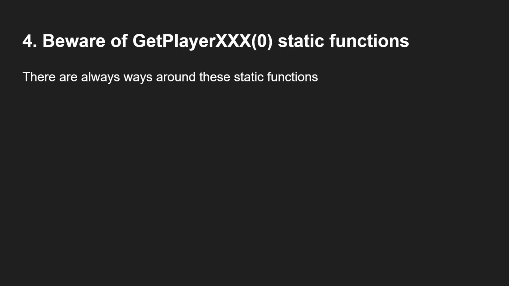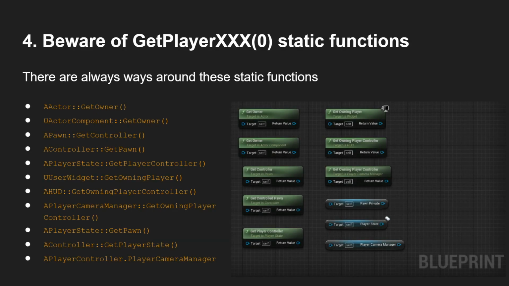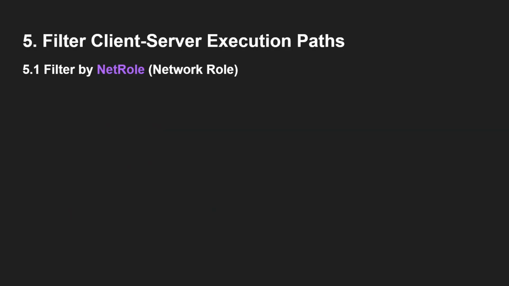And always keep in mind that there are always other ways around these static functions. So I've put here the functions or the properties that you should be using. You should be getting these objects based on the context, and they make perfect sense. So, tip number 5.